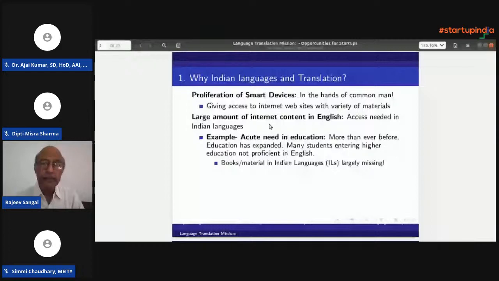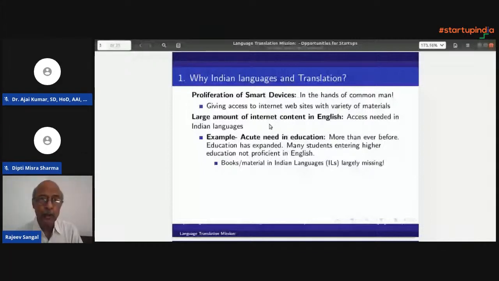So let me take the example of education. The importance of education has been realized all over the country, and this need for material being available is being felt more than ever before. Education has expanded, has reached sections which are not comfortable in English at all, and their children are entering higher education also. And in higher education, including the IITs, the students who come in are not very proficient in English. I was director of IIT Varanasi, and my guess would be that about 40% of students were not very comfortable with English, those who have entered the IITs. And if you look at the material or the books that are available in Indian languages in higher education, they are largely missing.